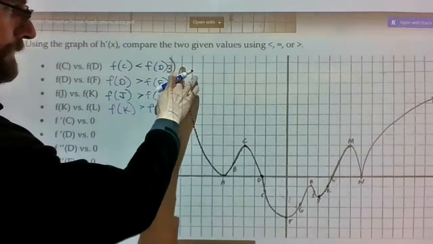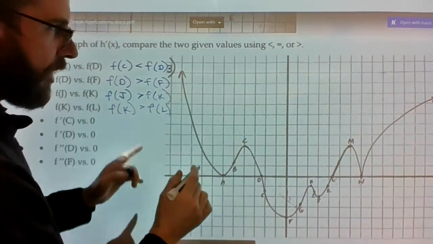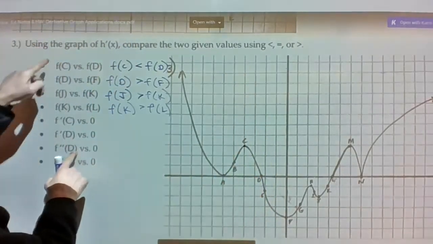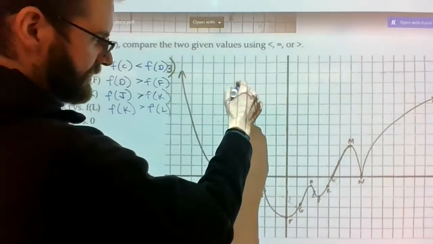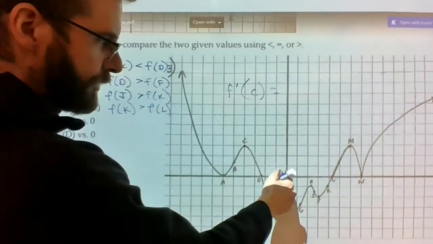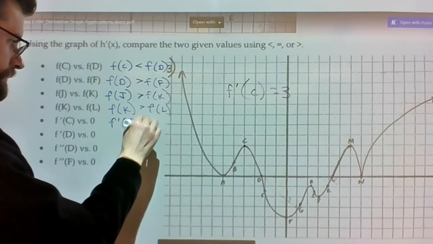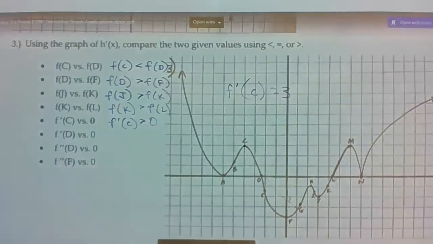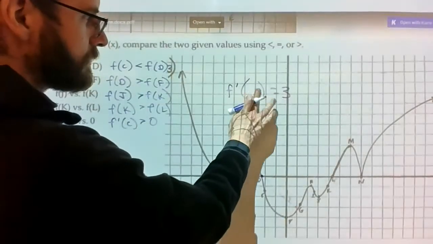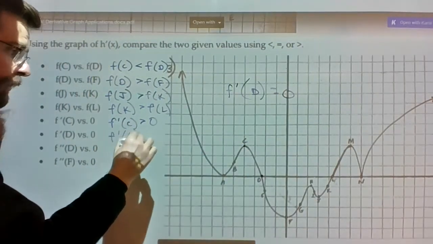So now f prime at C. Here is f prime at C. Sorry, I should have put h prime. That was my bad. I mixed them up. This is the graph of h prime. At C, the y value is 1, 2, 3. Is that greater than 0? Yes, it is. That's all you needed to do. At D, the y value is 0. So f prime at D equals 0.